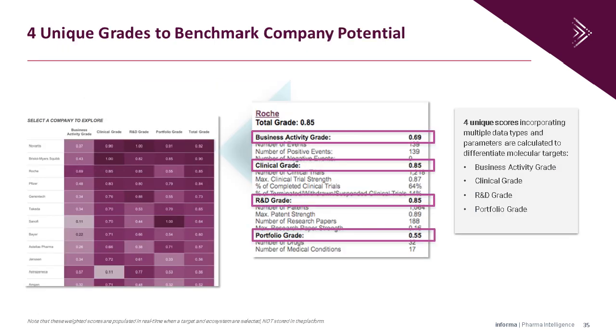The app is comprised of 4 unique grades. As stated with the previous apps, the methodology, again, was based on the industry expertise of Informa's Pharma Intelligence team. The business activity grade will look at important events and milestones of a company, things like product launches or trial results. The clinical grade will look at a company's clinical pipeline and its overall progression.